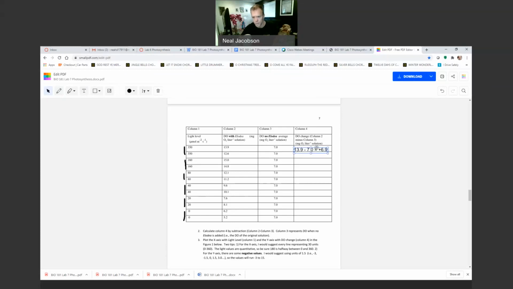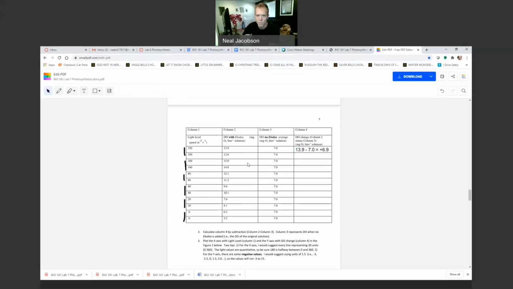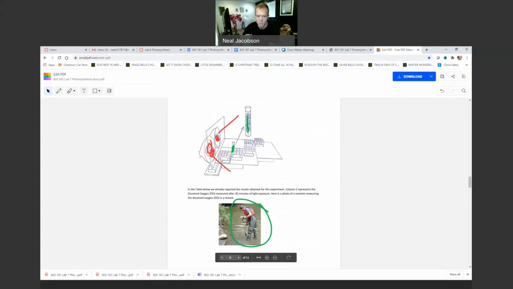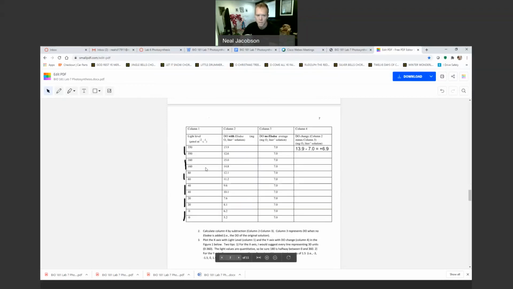And so I'm just going to put that right there. So I took what I finished with, subtracted it from what I started with, and I ended up with 6.9. Okay, the next one. Remember that we had 2 tubes for each interval of light: 2 tubes being exposed to 350, 2 tubes being exposed to 160, and so on.